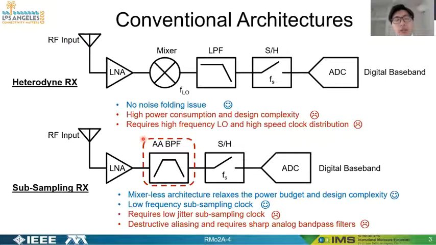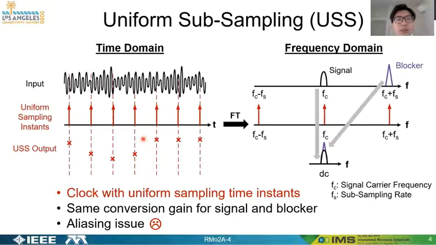Since the bandpass filter is used to solve the aliasing issue, let's re-examine the reason for the aliasing issue in the subsampling technique. In the uniform subsampling receiver, the input is sampled by the clock with uniform sampling time instance. In the spectrum, a band-limited signal around the carrier frequency Fc will be down-converted to the baseband during the subsampling.